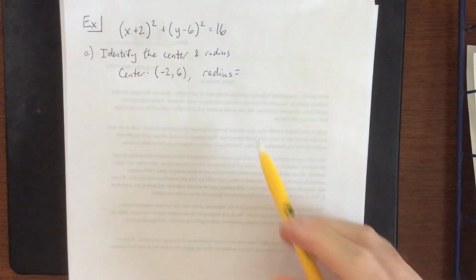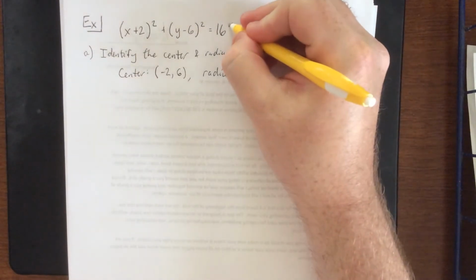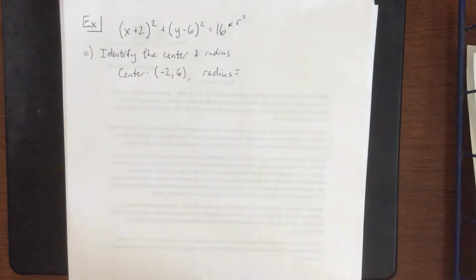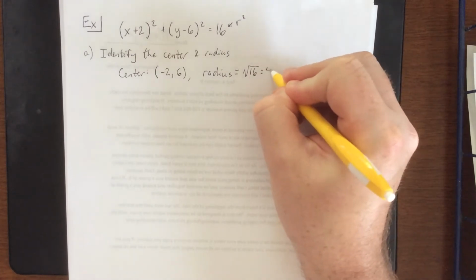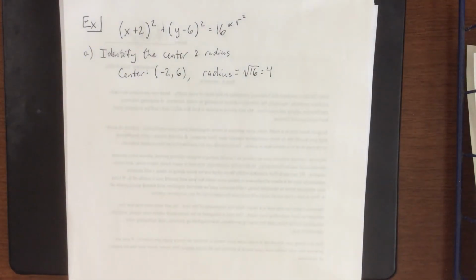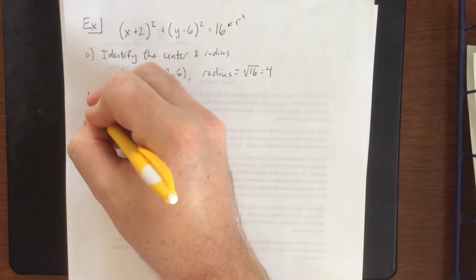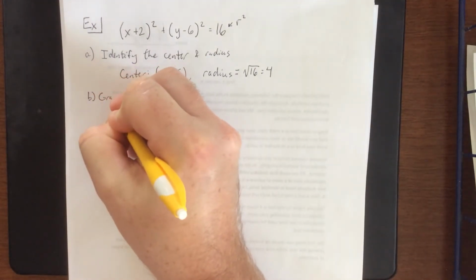Now, as far as the radius is concerned, this number over here, this positive 16, is supposed to be r squared. So to find the radius, we take the square root of that. And once again, it's not necessary to do plus or minus a square root because a radius is referring to a distance. So we'll just take that as positive 4. For our second part, what I'd like to do is graph the circle.